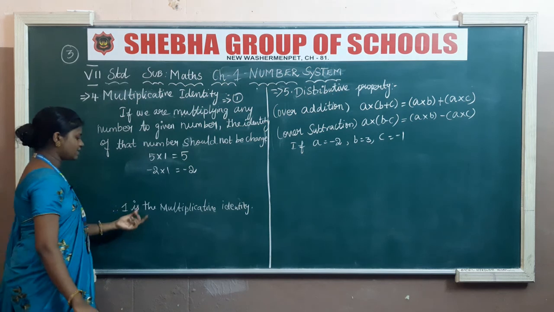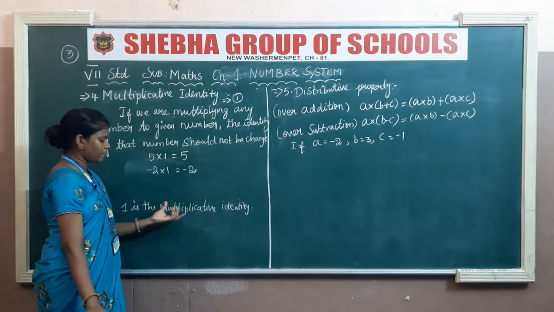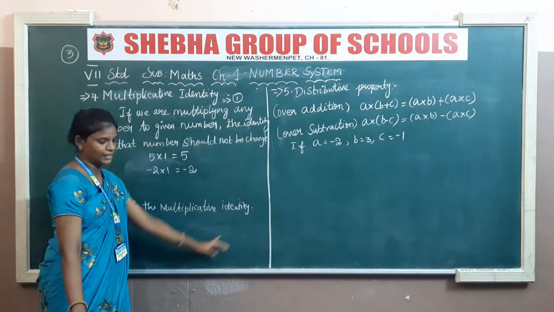Then 1 is the multiplicative identity. This is a one-word question: 1 is the multiplicative identity.